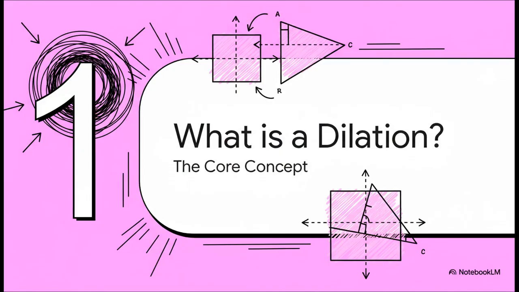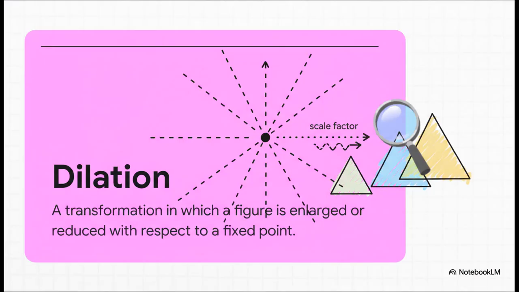Okay, first things first. We need to get the main idea down. What's the official term for all this resizing that we're talking about? In the world of geometry, this is called a dilation. And to pull it off, you really only need two things. A fixed point to scale everything from, we call that the center, and something called a scale factor that tells you exactly how much to resize.